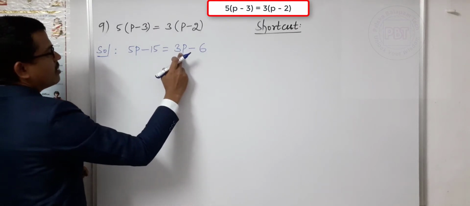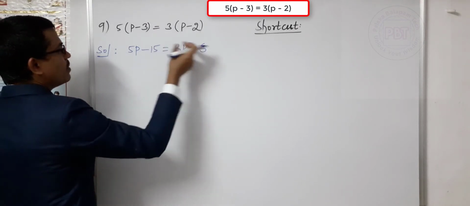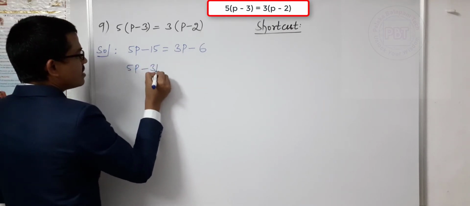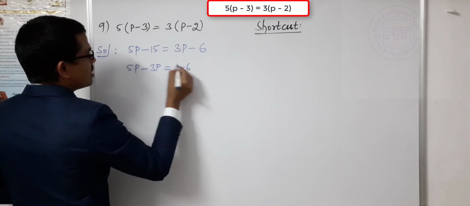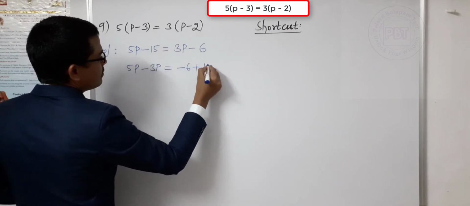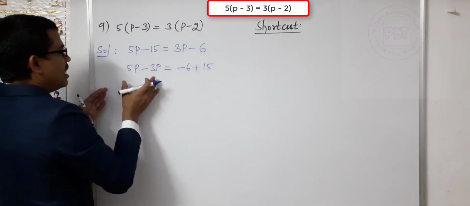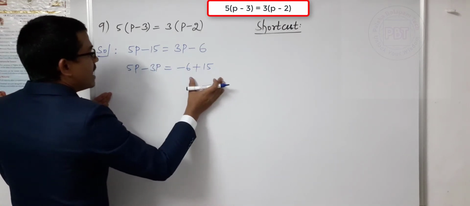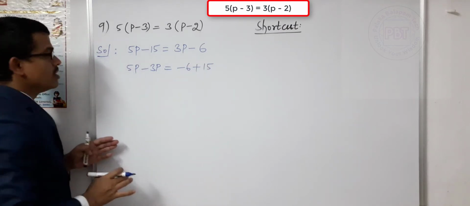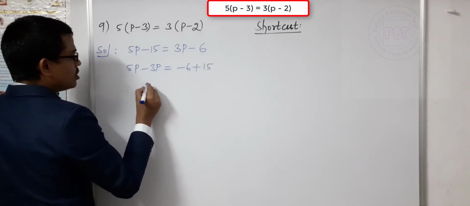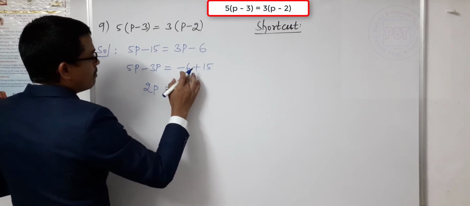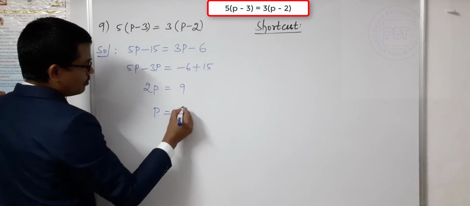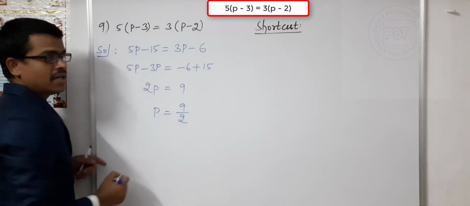Now I am transposing 3p to the left hand side and minus 15 to the right hand side. Now 5p minus 3p, equal to minus 6 plus 15. If you observe here, on the left hand side all the terms are variable terms, and on the right hand side all are constant terms. So 5p minus 3p is 2p, equal to minus 6 plus 15, which is plus 9. Now p equals 9 by 2. It is the simplest form.